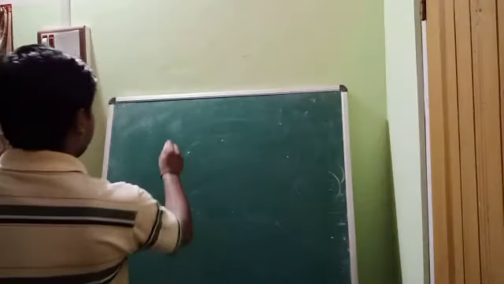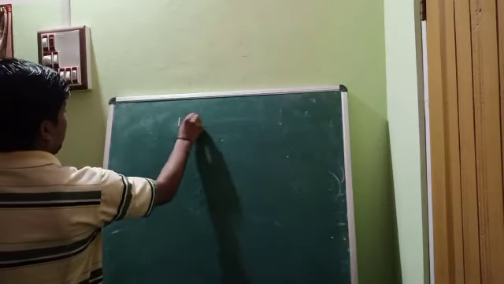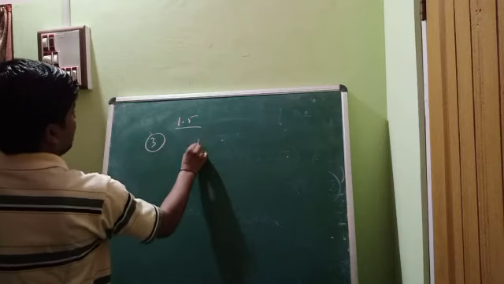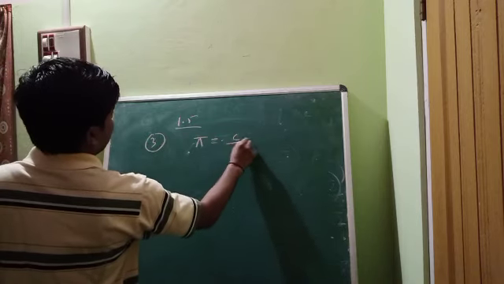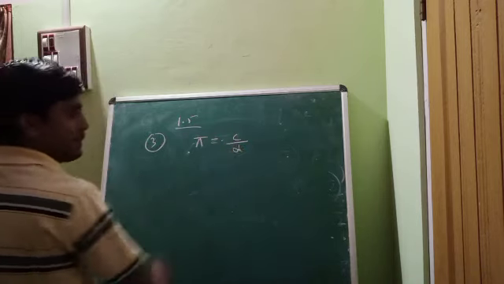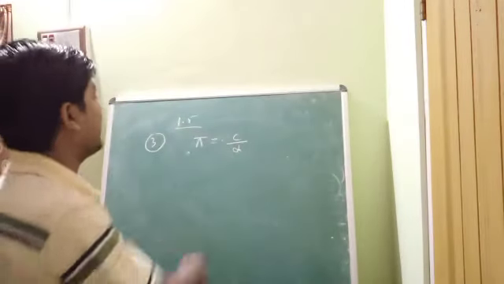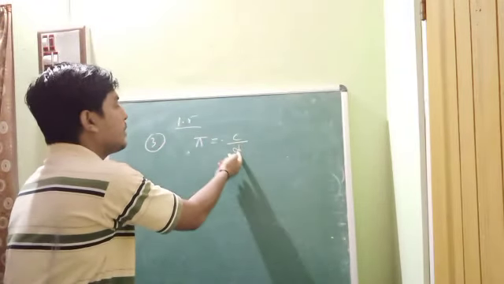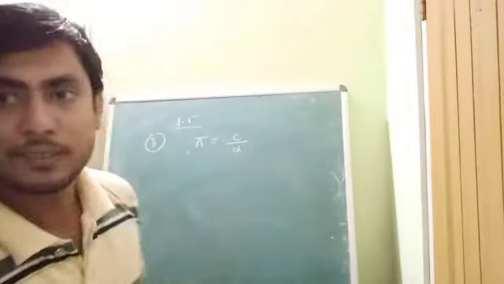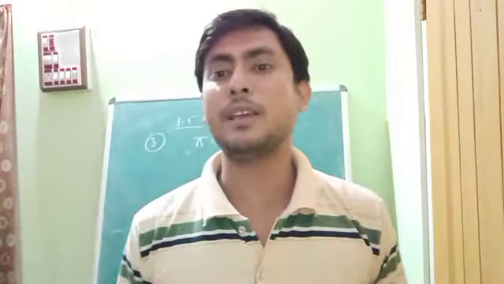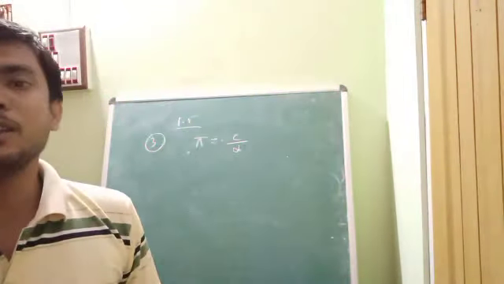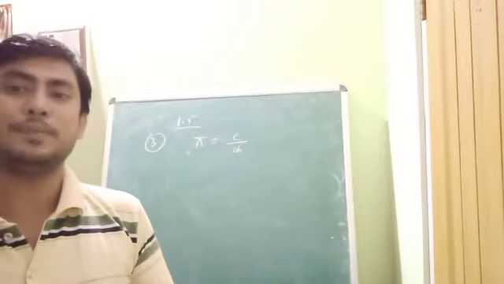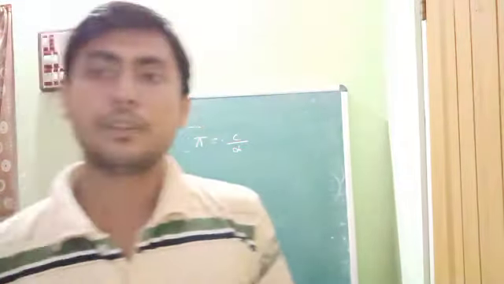According to this question number 3, pi is equal to C by D. C means circumference, D means diameter. This shows that C by D is in P by Q form, so pi becomes rational. But as we know, pi is not a rational number. Pi is what? Irrational number. So what is the contradiction here? We have to resolve this one.